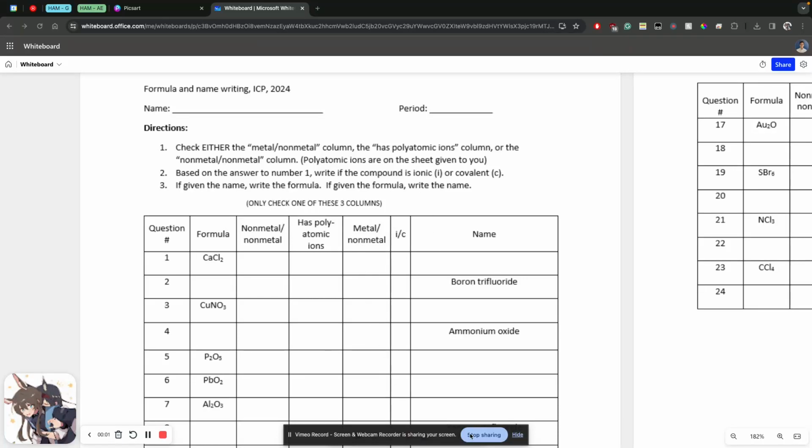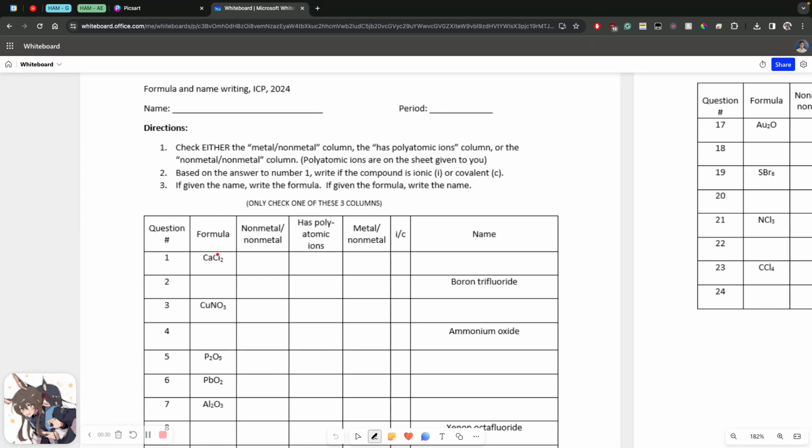All right, let's go ahead and start the formula and name writing part of the ionic and covalent naming. We're given either a formula or a name on the right hand side, and we're going to determine if it's a nonmetal and a nonmetal or a metal and a nonmetal. With that information, we can determine whether it's ionic or covalent. We're also going to find out if it has polyatomic ions, because that helps us in our naming.